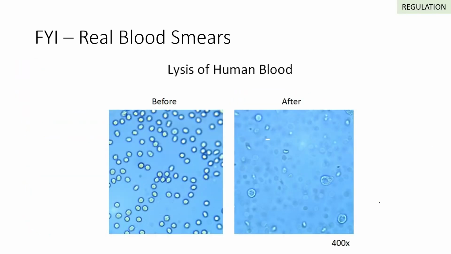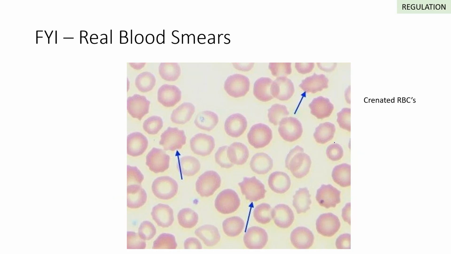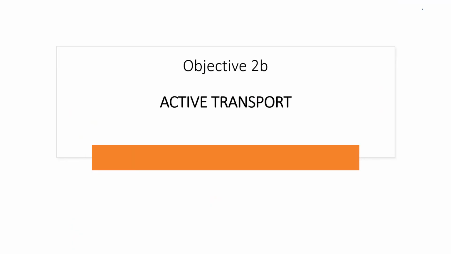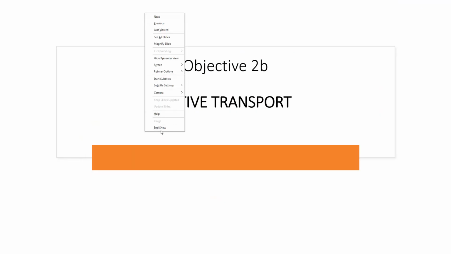In a real blood smear, this is what lysed red blood cells look like. You don't really see any red blood cells there. And this is what red blood cells look like that are crenated. The arrows are pointing to the crenated red blood cells. And this is what an actual blood smear looks like. You have the white blood cells, which are represented by these large purple cells right here. You've got your red blood cells, which kind of look like little pink donuts. And then you have your platelets, which are these little bitty purple dots right here. So those are the cells that are found in blood. And then we will come back and take a look at active transport in the next video.